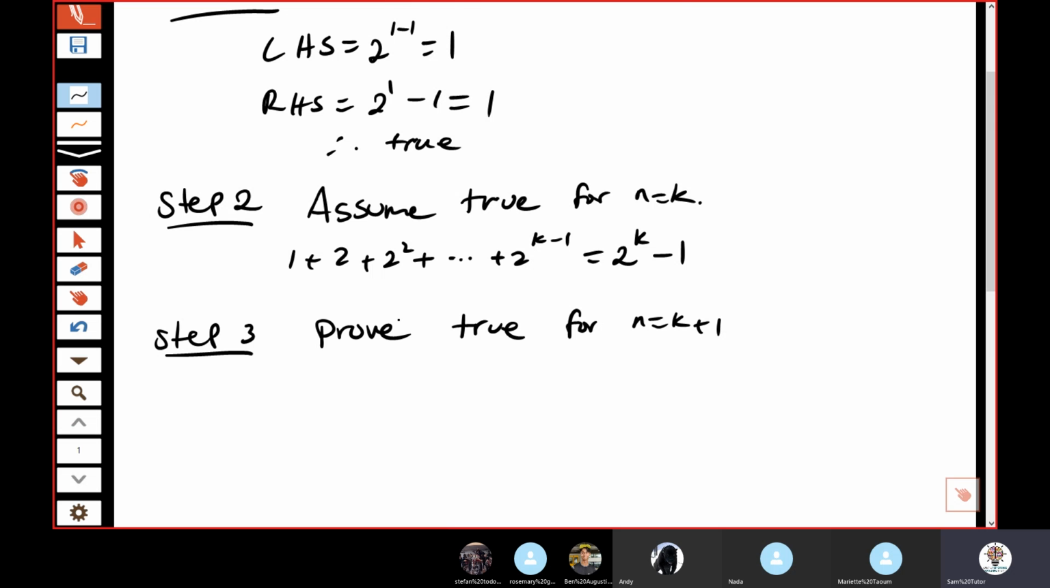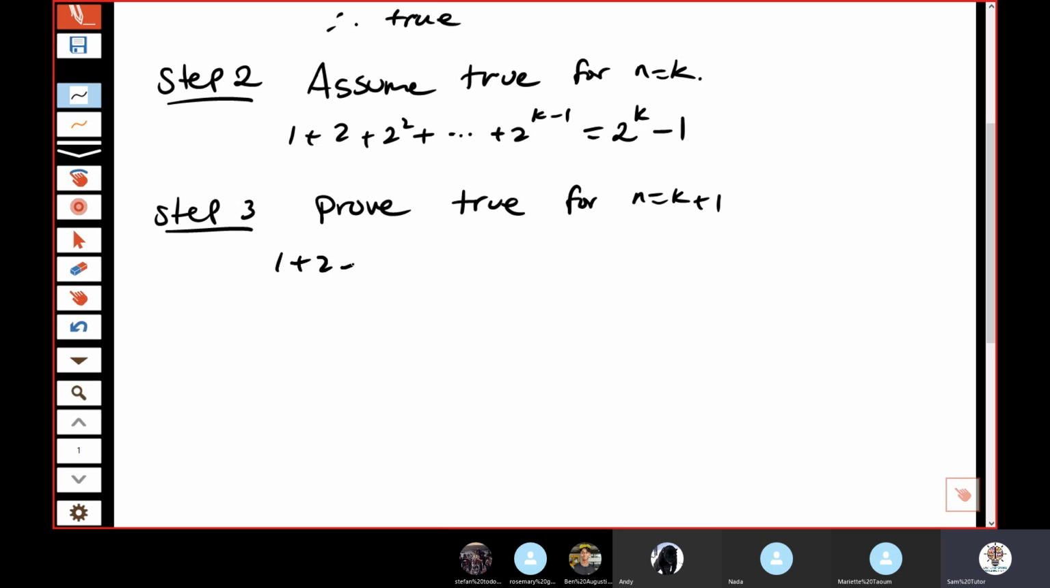Prove true. 1 plus 2 squared plus ... plus. That's your k. Then you got one more, which is k plus 1. And then minus 1 just becomes k. That needs to become this, i.e. All good?